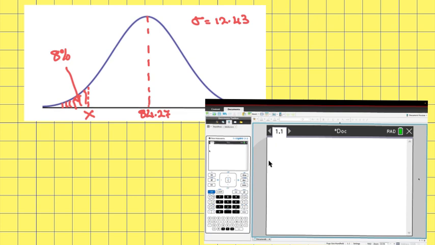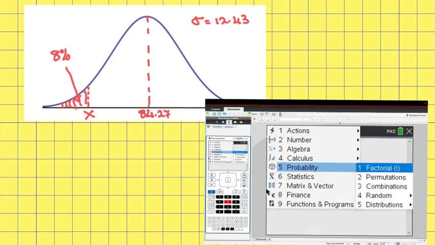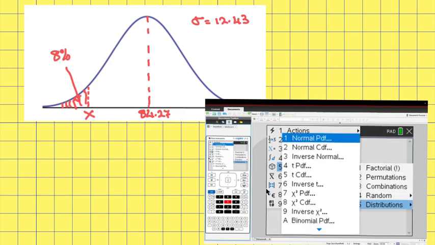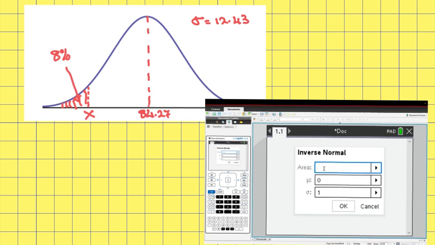I've opened the TI Nspire at calculator page, so I go to menu. I want 5 probability. I want 5 probability distributions. This time we're going to use inverse normal because we're given an area and we want to know what value gives us that area. So 3. We know that our area is equal to 8% as a decimal, that is 0.08. We know that our mean is 84.27. We know that our standard deviation is 12.43.